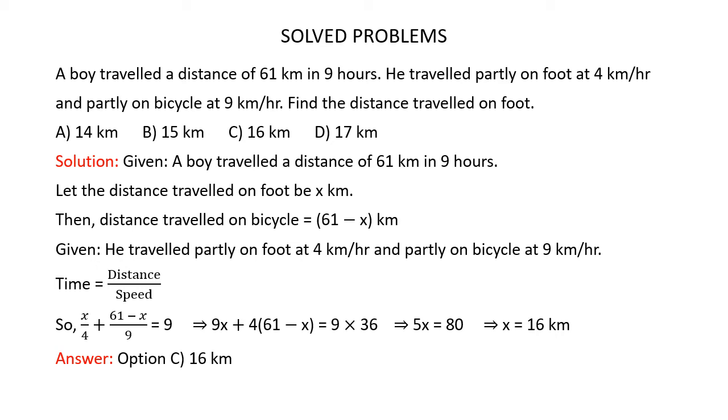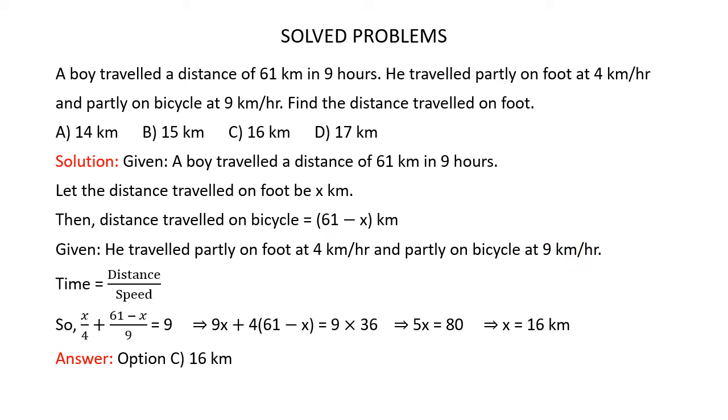It's given that he traveled partly on foot at 4 kilometers per hour and partly on bicycle at 9 kilometers per hour. We know that the formula for time is distance divided by speed. Now the boy traveled x kilometers on foot at a speed of 4 kilometers per hour. So the time here is x divided by 4. He traveled on bicycle 61 minus x kilometers at the speed of 9 kilometers per hour. So the time here is (61 minus x) divided by 9.